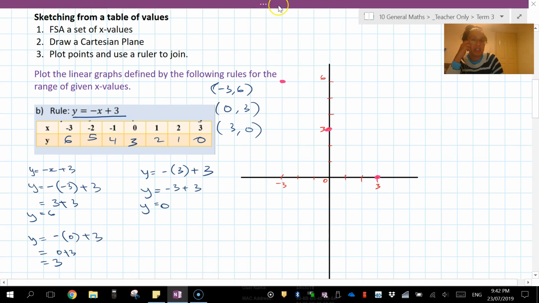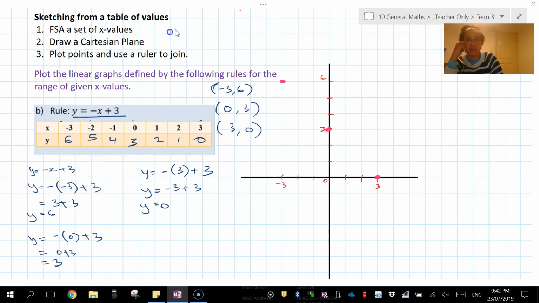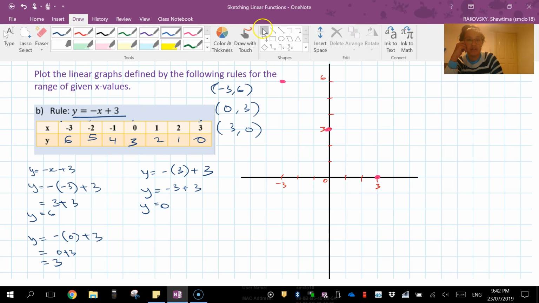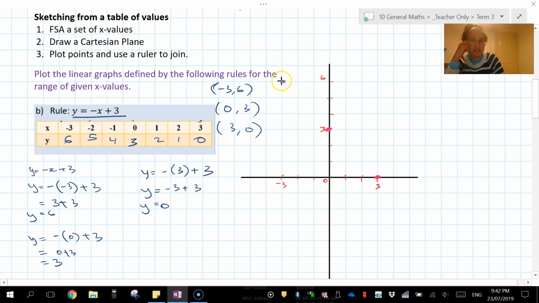Once I've got my 3 points, I take a straight line and connect them. It's not going to be perfect, and I connect those 3 dots. I actually go just slightly beyond those dots as well, because you are sketching it. And don't forget to label with your equation. So that is how you sketch a graph using a table of values.